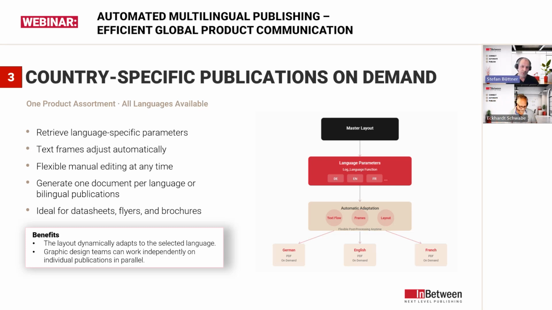and we can generate one document per language, or we can use 2 languages or 3 languages. For example, for some catalog for Switzerland, often we need 3 languages like German, French, and Italian. And this is typical for datasheets, flyers, and brochures. So the layout dynamically adapts to the selected language. So once again, of course, you have a master template that handles stuff dynamically here, and then you can work independently, individually in parallel here and generate different documents.